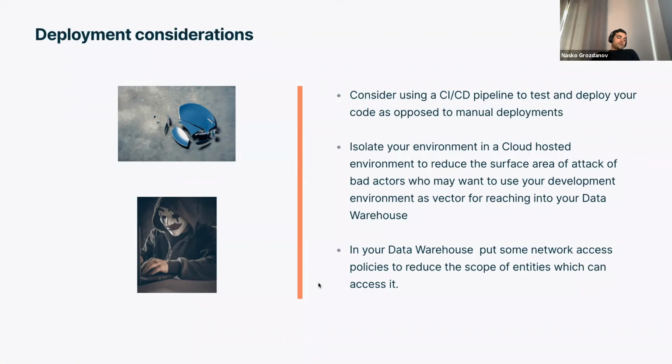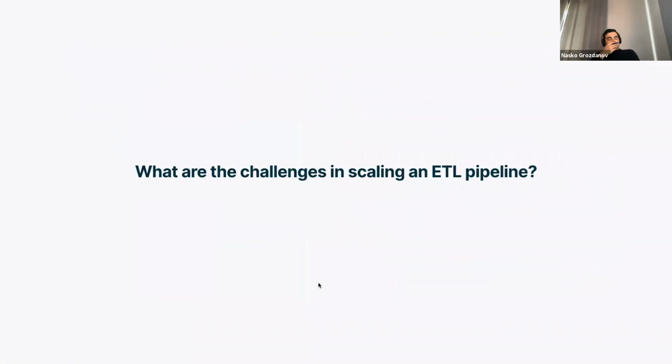And another consideration is that because your development environment can actually run transformations on your whole data warehouse, you want to be very careful about isolating it, making sure that the scope of the roles it has access to is limited and that the people and the machines that can connect to that development environment are tightly controlled. But those are just two challenges that come to mind. There are definitely other challenges, and that's why our second question is: what are the challenges that everybody else has encountered in ETL pipelines?